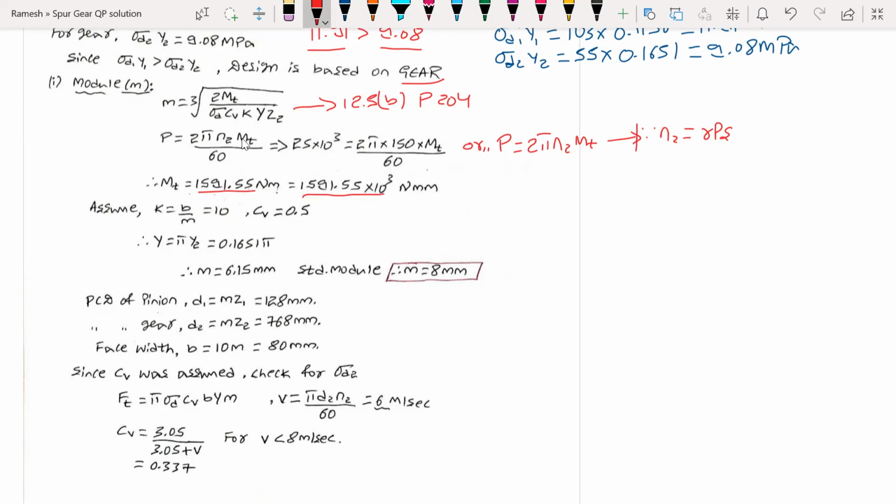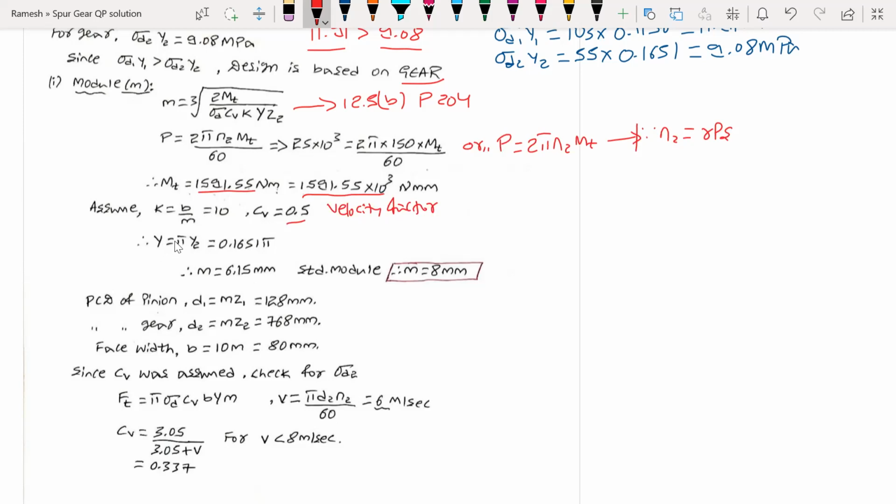As I told you, in equation 12.5b the K value is not given. You need to assume that. Below this equation they have given the formulas for K and Y, you can take them from there. K is nothing but B by M. We are going to assume it as 10. Similarly, CV is nothing but the velocity factor. I am going to assume the velocity factor as 0.5. In a further step, I will tell you more.